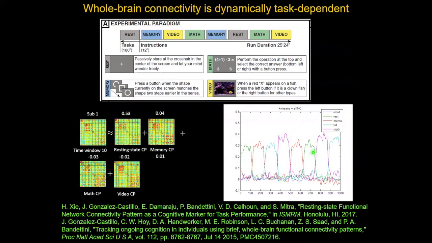And whole brain connectivity is dynamically task dependent. This is data collected by Javier Gonzalez-Castillo's group, and we're showing that if you apply this state-based dynamic connectivity approach, you essentially map the tasks for these pretty intensive tasks, ranging from rest, memory, video, and math, and you can get a pretty clear difference. Basically, you just cluster them into the tasks. But then it gets more interesting if you start to look within tasks. Can you look at combinations of these states?